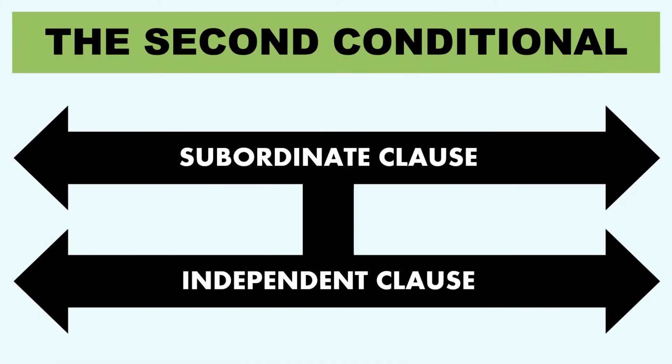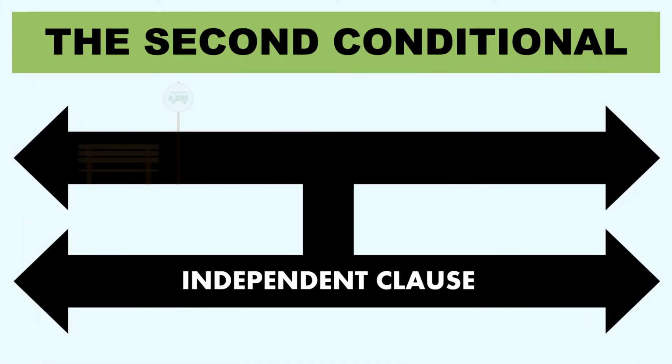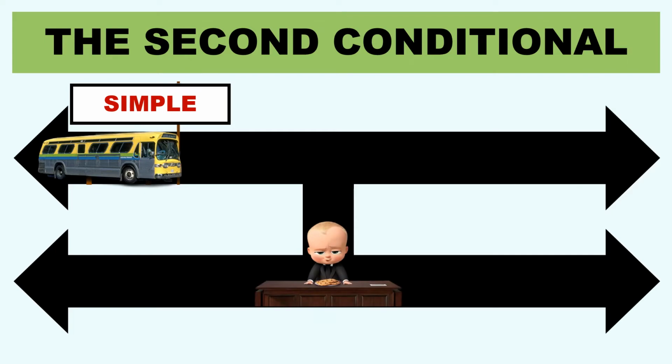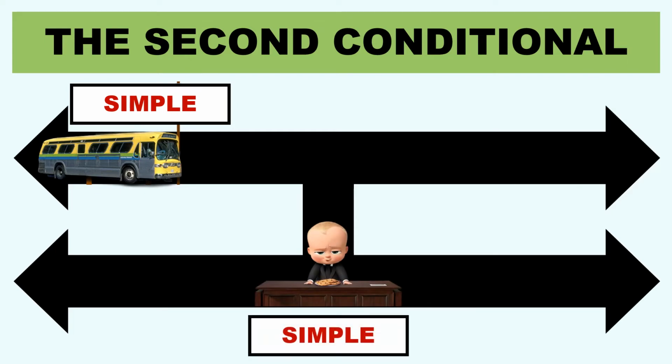Let's take a look at how this would be visualized on our timeline. The subordinate element, if the bus always arrived on time, simple past. My boss would yell at me less often. Simple present with the modal attached. Again, that past event having a direct impact on the present event.